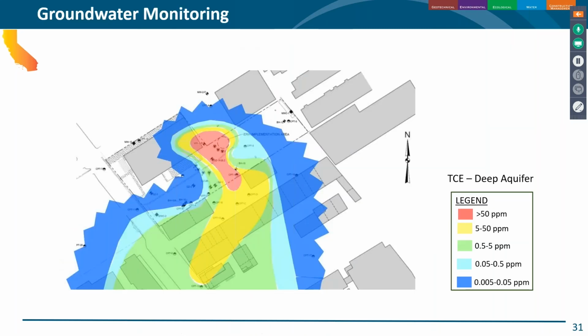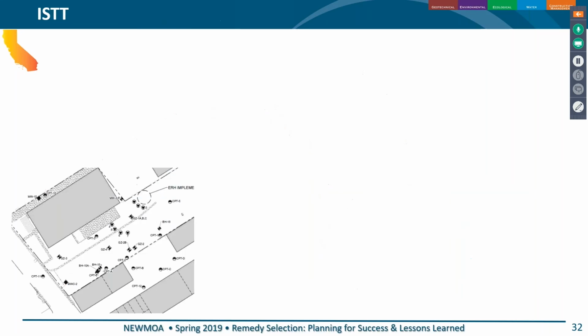So like I said, groundwater was part of the remedy. Here we have our TCE plume in the deeper of those two sandy aquifers. As you can see, a fair portion of the subject property has concentrations exceeding 50 ppm, with the highest concentrations in the hundreds of ppm. And now getting to the good stuff, ISTT.